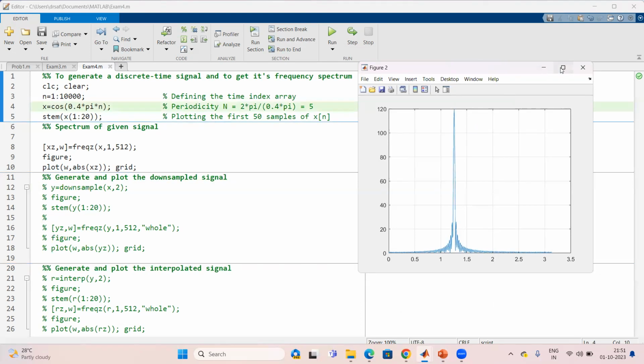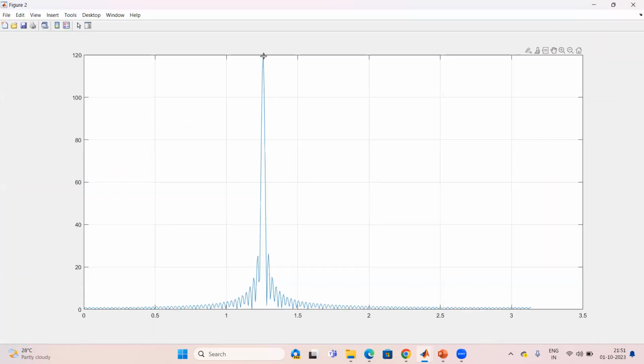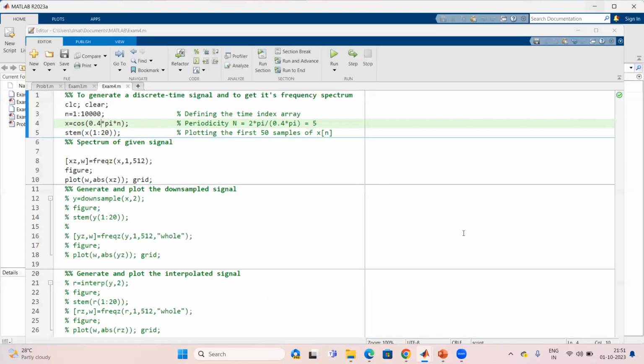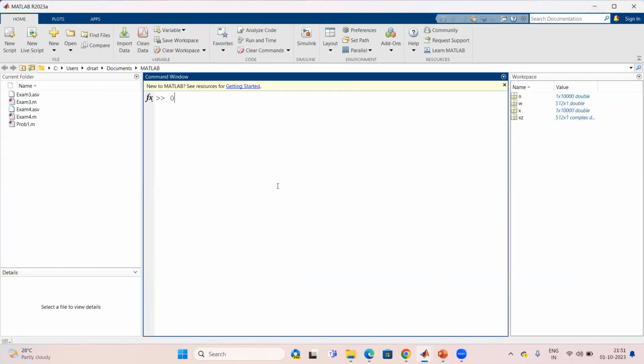If you see this spectrum, we are getting a certain peak value, and this peak value is coming for x equals 1.257. You can calculate that: if we take the value 0.4 and multiply it with π, you will get the value 1.2566.